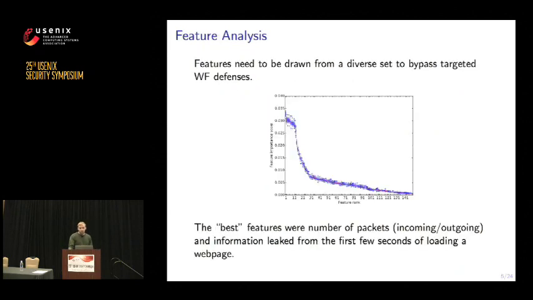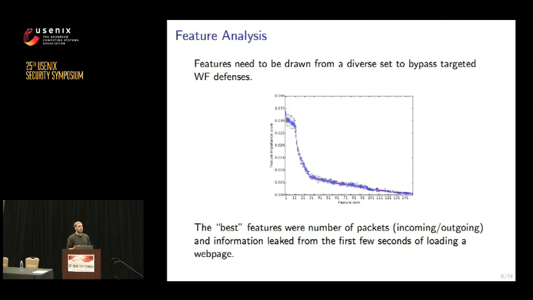Okay. So, what kind of features did we use? Well, we used a very diverse feature set consisting of some new features that we've come up with and drawing on people's past work to find the most important features. We used things like volume information, so the total number of packets that were generated during a website load, as well as timing information, so the times that packets were sent and received, things like that.